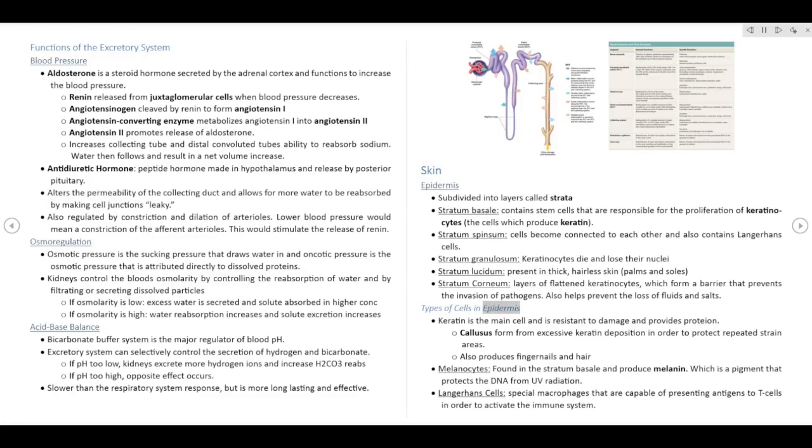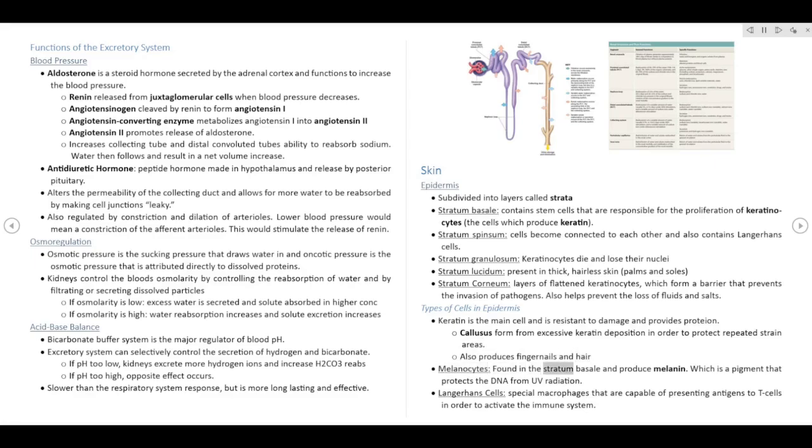Types of cells in the epidermis. Keratinocytes are the main cell and are resistant to damage and provide protection. Calluses form from excessive keratin deposition in order to protect areas of repeated strain. Also produces fingernails and hair.